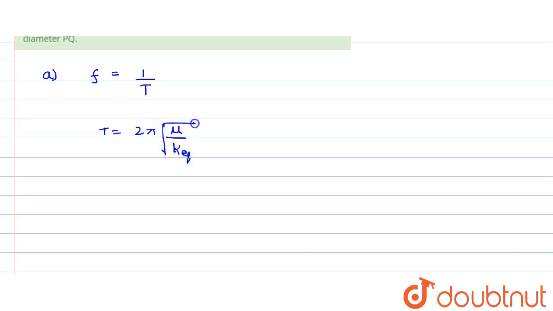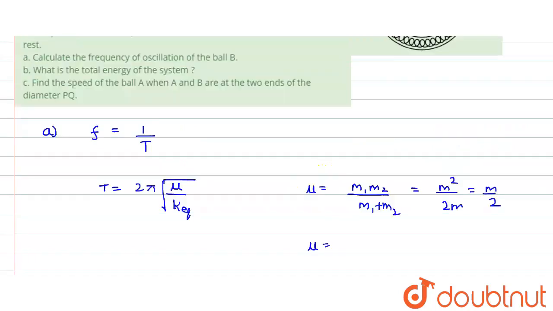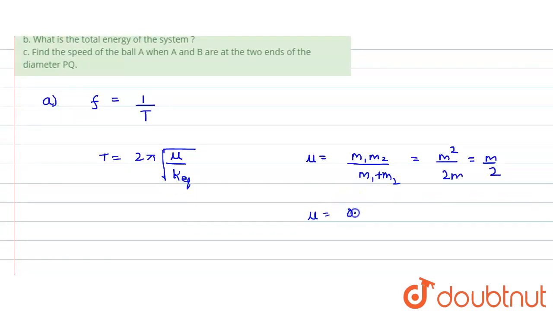Here mu is the reduced mass. Whenever there are 2 or 3 masses, we calculate the time period like this. Mu equals m1 m2 divided by m1 plus m2. Here the masses are the same, so m1 equals m2 equals m, and we can write m square divided by 2m, which is m divided by 2. The mass is given as 0.1 kg, so it would be 0.1 divided by 2, which is 0.05 kg. This is the reduced mass.